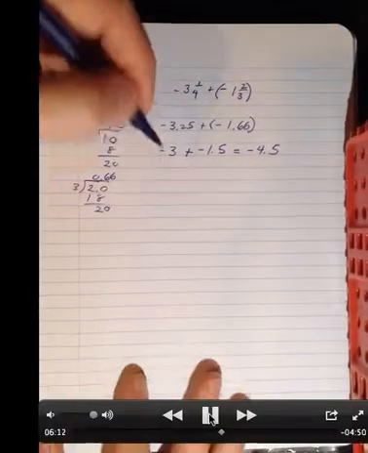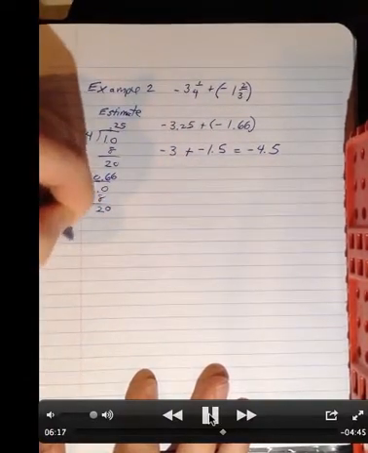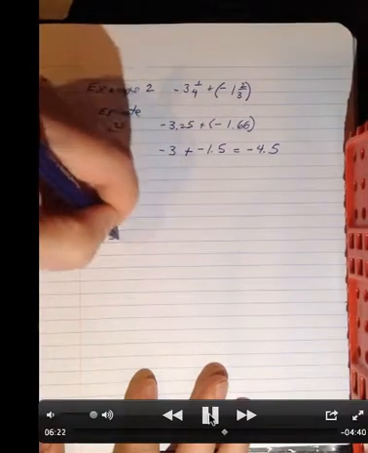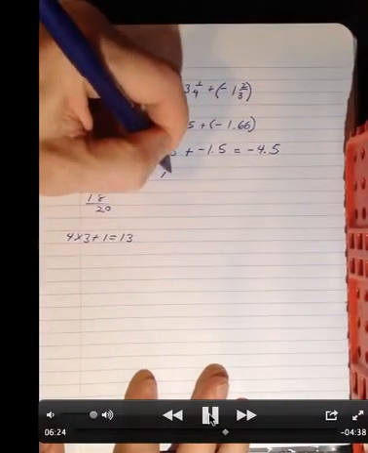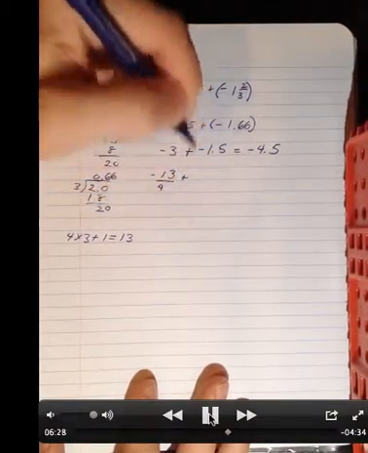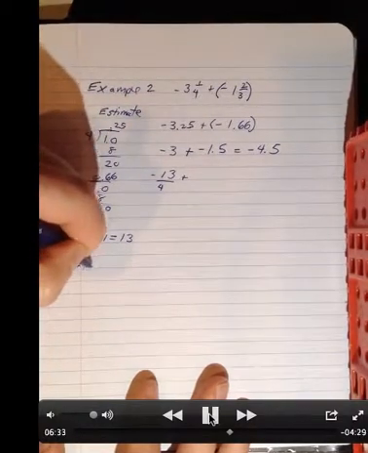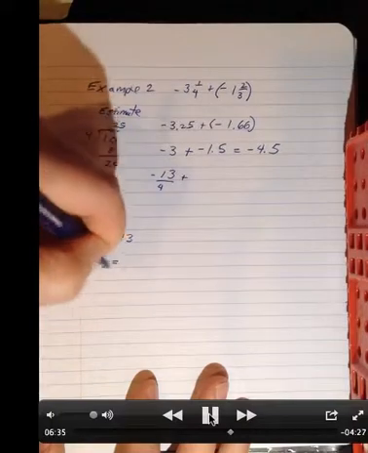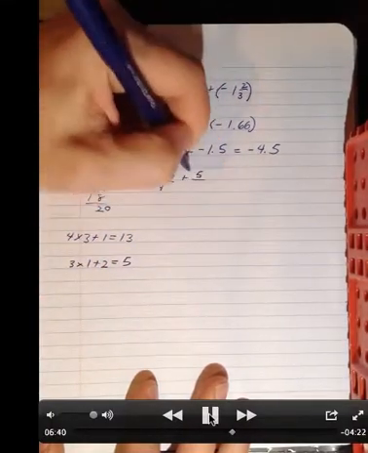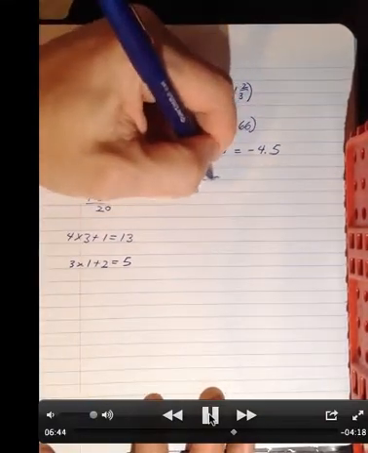So now we're going to compute the actual answer. We're going to have to change these mixed numbers to improper fractions. So I do 4 times 3 plus 1 to get 13/4. It's still negative, and I do 3 times 1 plus 2 to get 5/3. So I'm going to need a common denominator. These are still both negative. The common denominator is going to be 12.